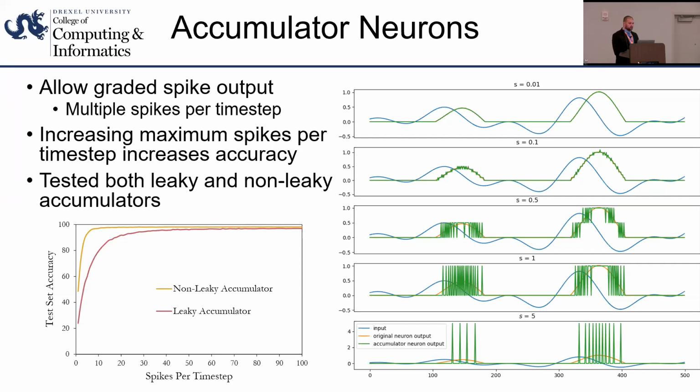So as the spike amplitude decreases going down, you can see that the accumulator neuron does a worse job at approximating the function and is spiking less frequently per given time step. So we tested both leaky and non-leaky accumulator models. And so in the bottom left, you can see the yellow line is the non-leaky accumulator, and the red line is the leaky accumulator, with, again, the non-leaky model performing better and having its accuracy increase more quickly.